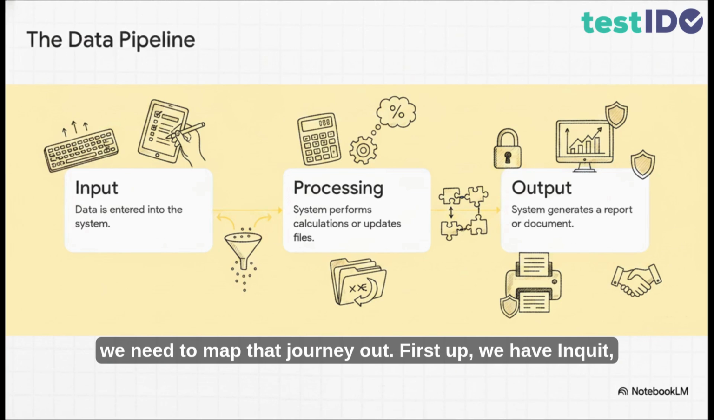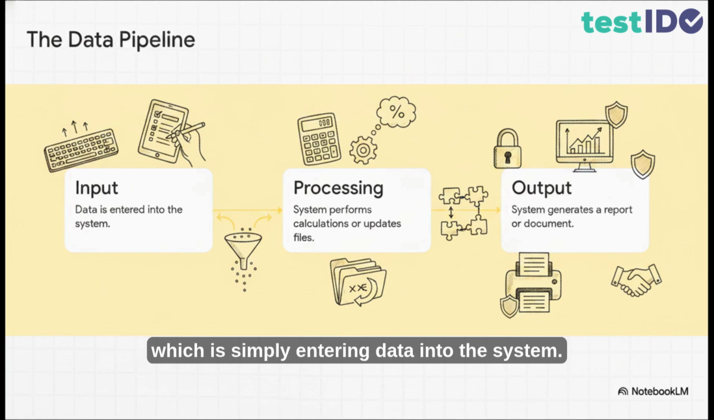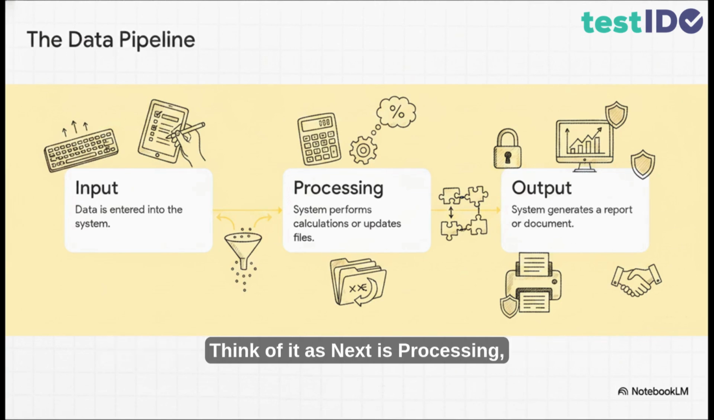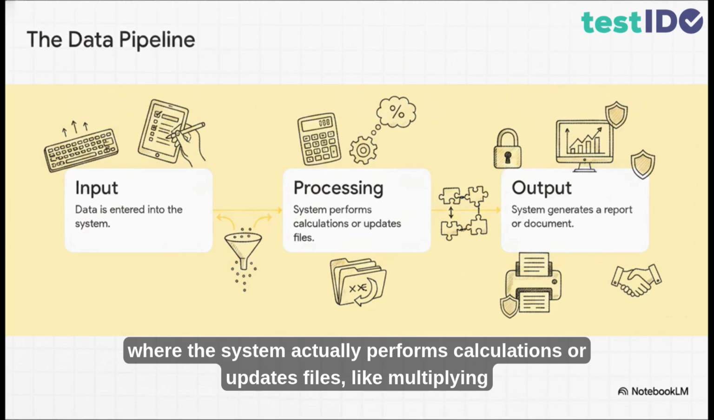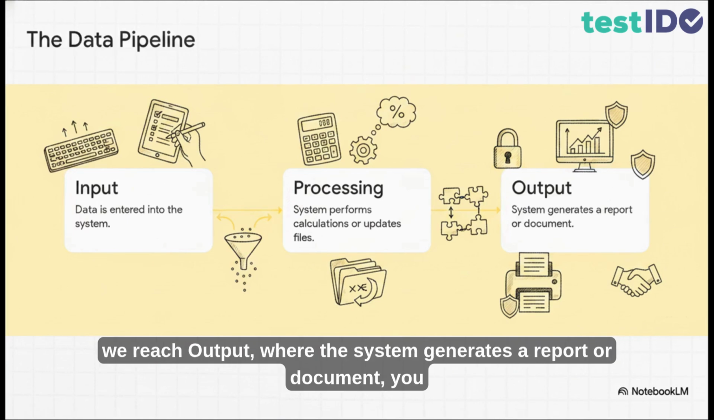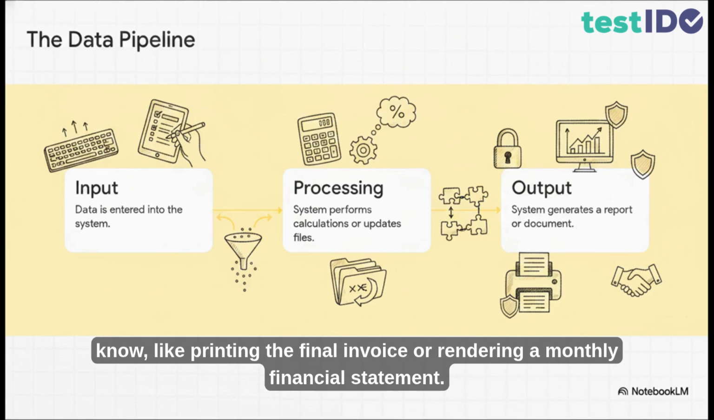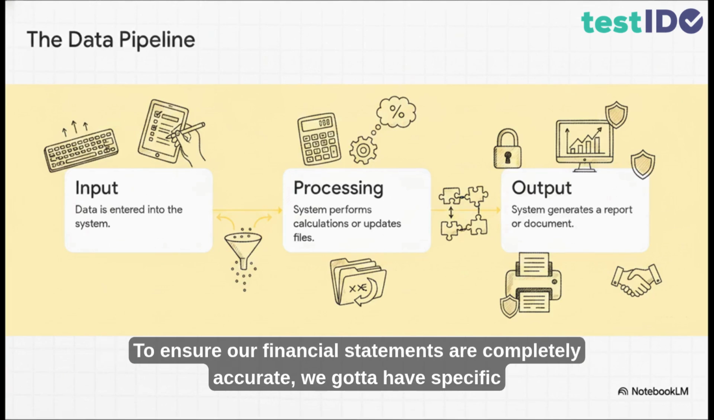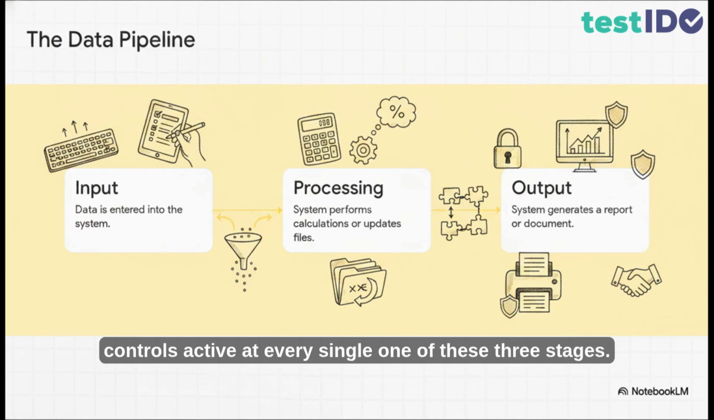First up, we have input, which is simply entering data into the system. Think keying in a sales order. Next is processing, where the system actually performs calculations or updates files, like multiplying the quantity of items by their price and updating accounts receivable. Finally, we reach output, where the system generates a report or document, like printing the final invoice or rendering a monthly financial statement. To ensure our financial statements are completely accurate, we gotta have specific controls active at every single one of these three stages.